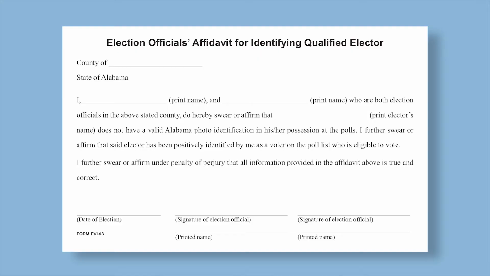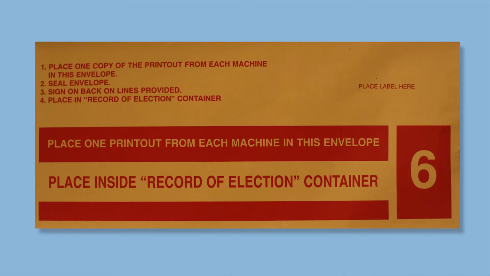There is one exception to that rule. If a voter fails to have photo ID and two polling officials can positively ID that person, there is an election official's affidavit for identifying a qualified elector. Once two poll workers sign that, print their names and date it, and they print the name of the voter they're identifying, place that document in the record of elections box in envelope 6 and let the voter vote without a photo ID.